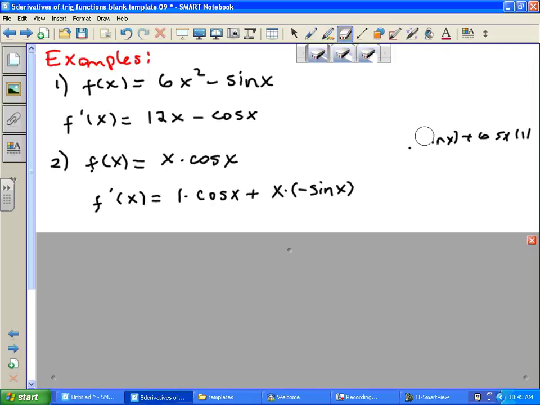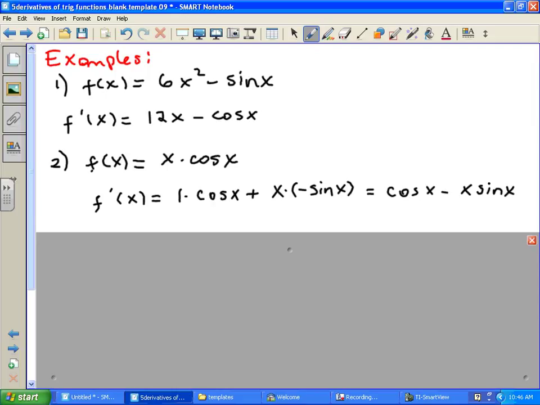Is there a way to simplify this? All I can do is put the minus in the middle, so this is the same as cosine x minus x sine x. But the important thing here was to remember to use the product rule.